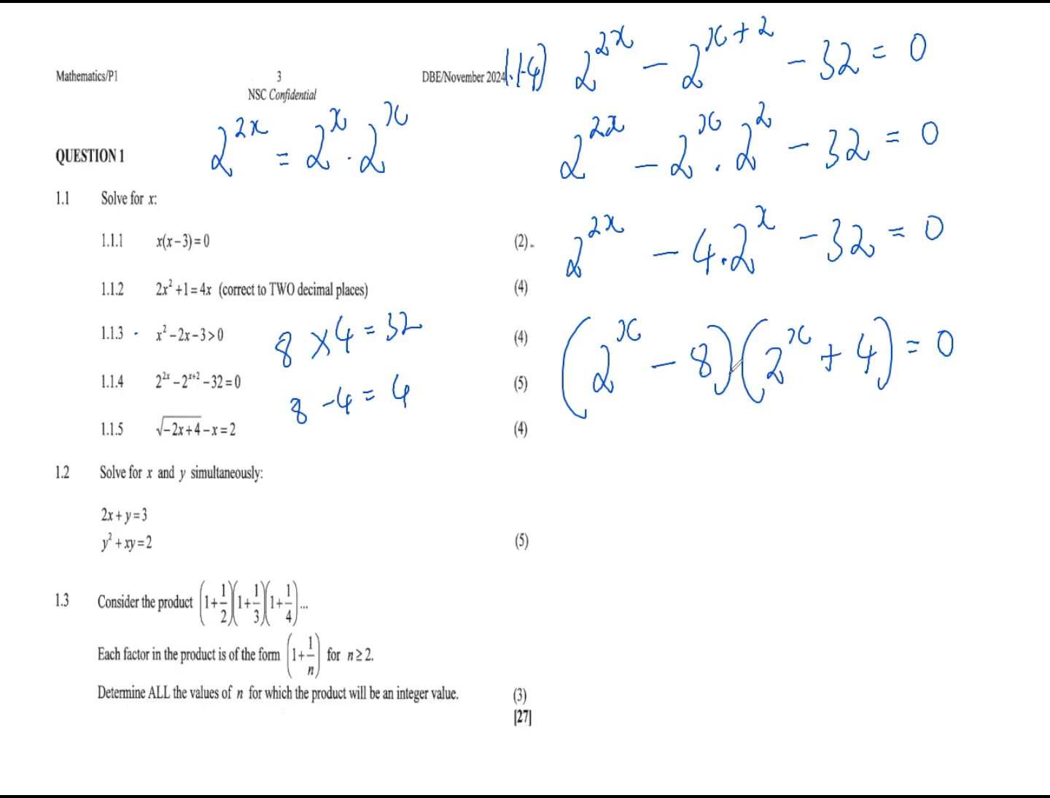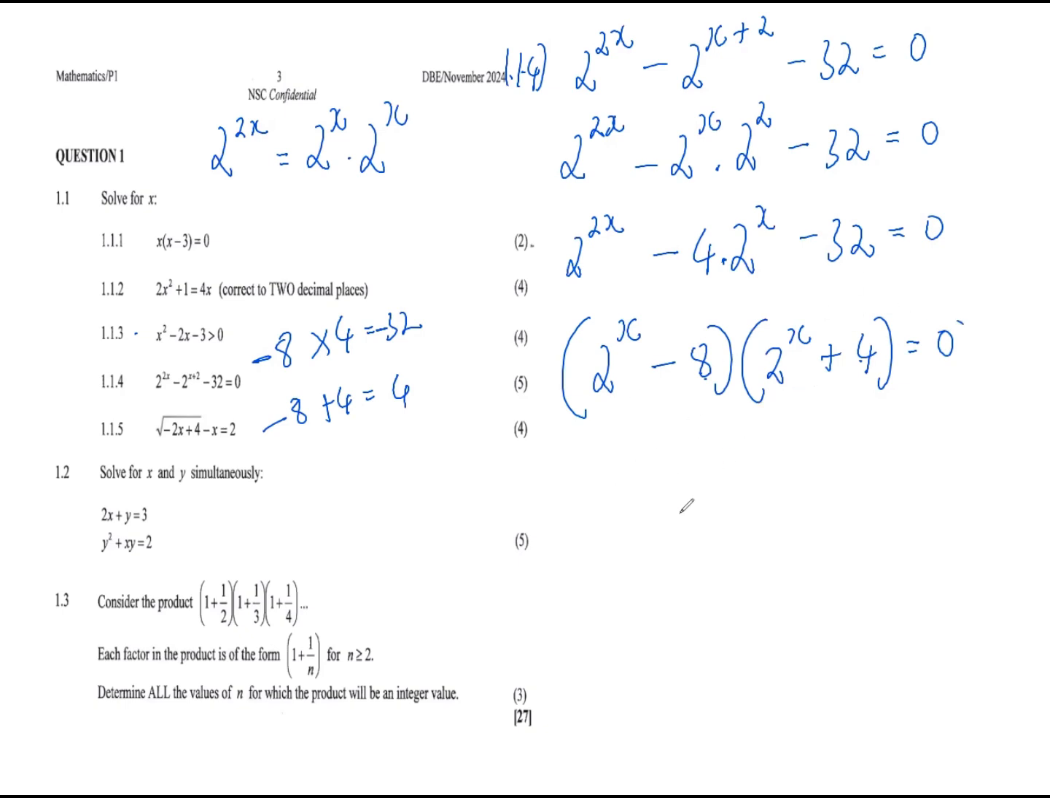So negative 8 multiplied by 4, that's negative 32. Negative 8 plus 4, that's negative 4, right? So look at this, right? Okay. So now at this point, we can see that this is already in standard form.